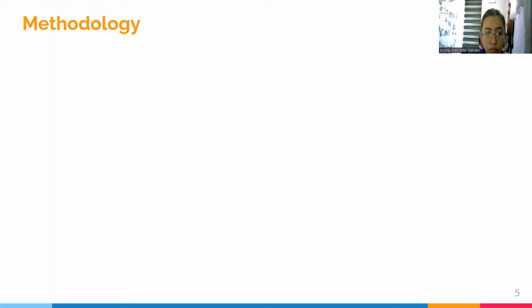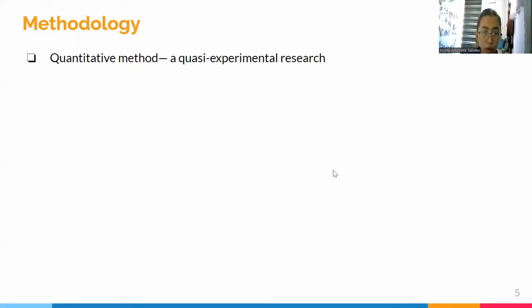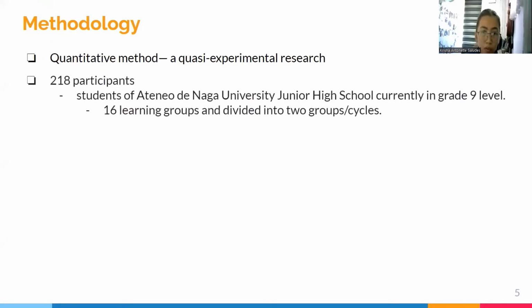Okay, so for the method of our research, we use a quantitative method, a quasi-experimental research, to explore the effectiveness of group discussion method in the performance of the students in mathematics. This study involved 218 participants, which includes the students of Ateneo de Naga University Junior High School that are currently in grade 9 level.